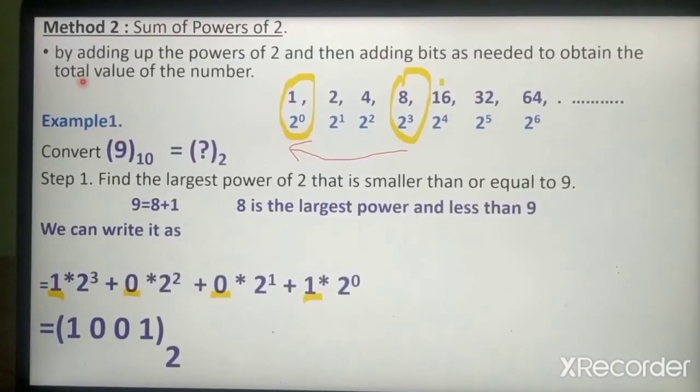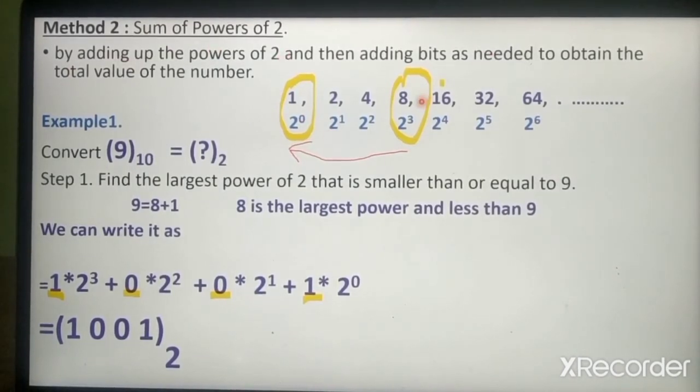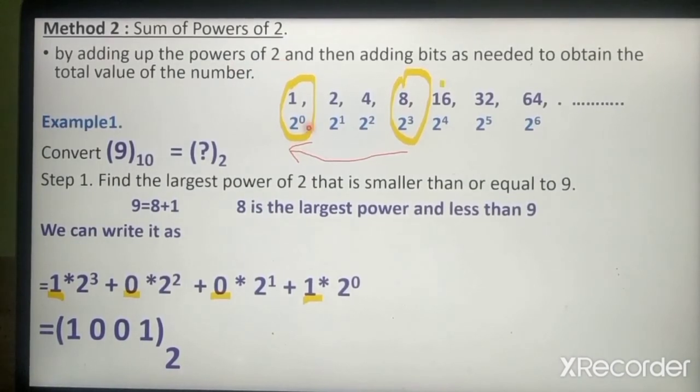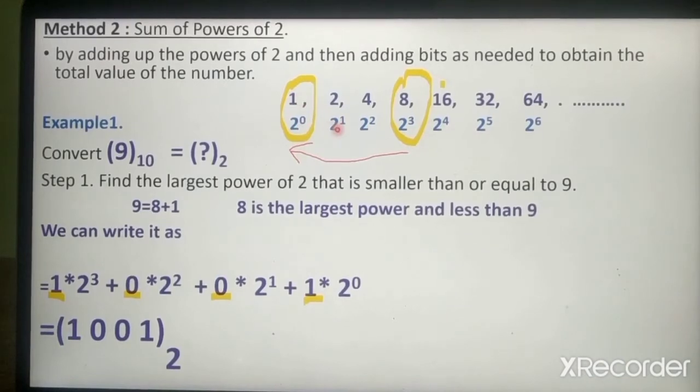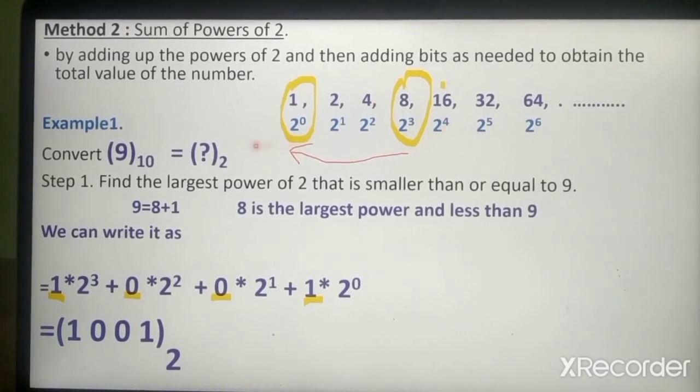Next we can see the second method, which is sum of powers of 2. In this method we have to make a table using powers of 2. How to make the table? First we start from 0. 2 to the power 0 is equal to 1. Then 2 to the power 1 is equal to 2. 2 to the power 2 is equal to 4. Like this we continue up to the given number.